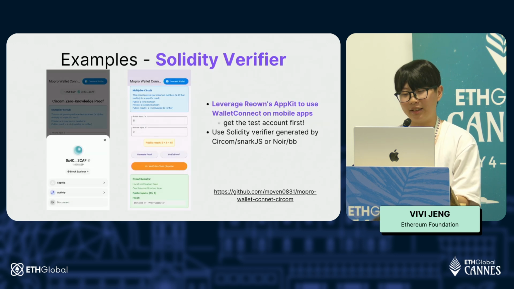And here's another example. Because the proofs can be verified on chain, we want to use Reown AppKit to connect to a wallet to call an on-chain verifier. So if your application wants to interact with an on-chain verifier or any other protocols, you can use this template to see how to send an on-chain transaction or call an on-chain verifier.